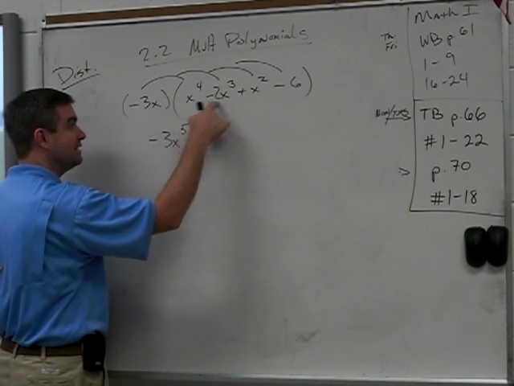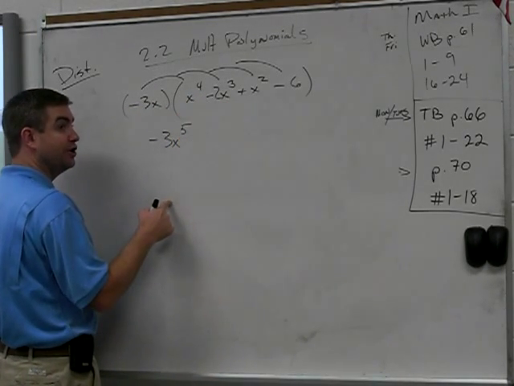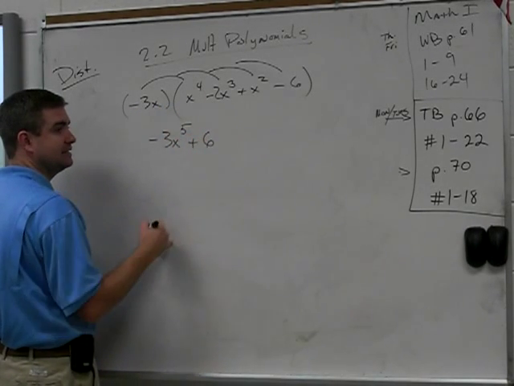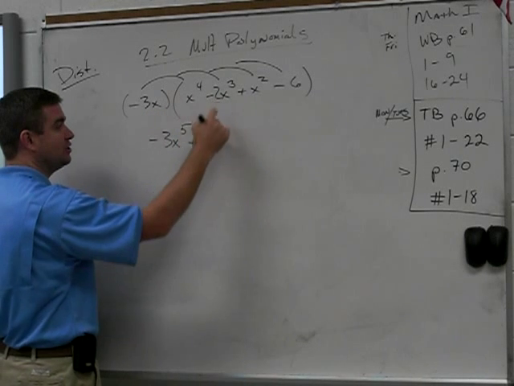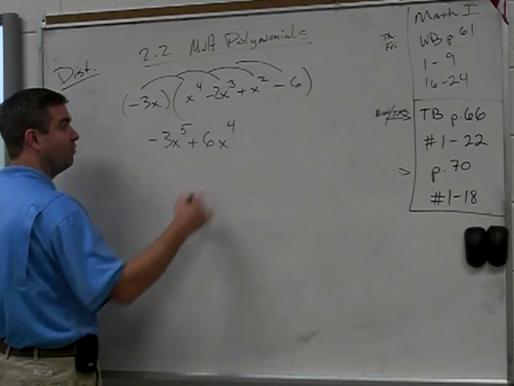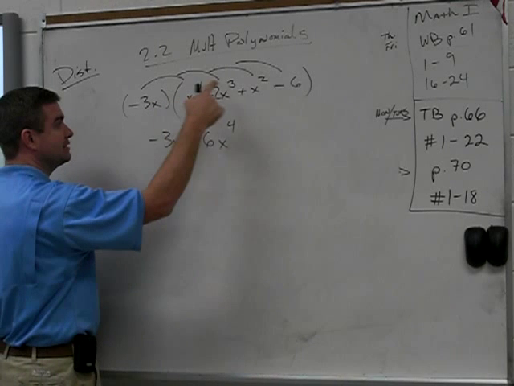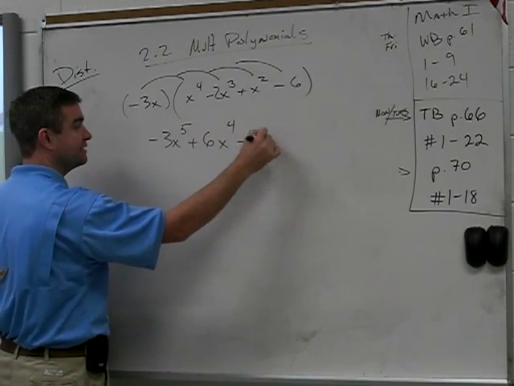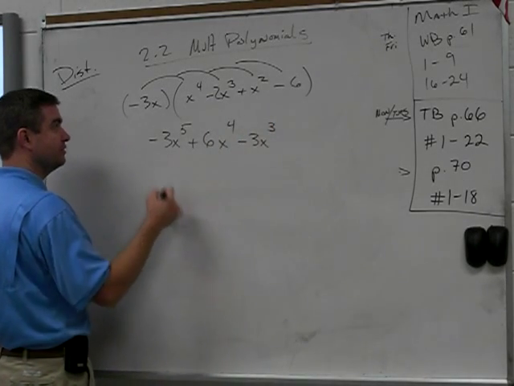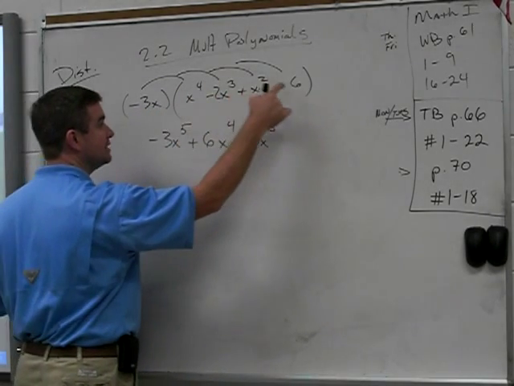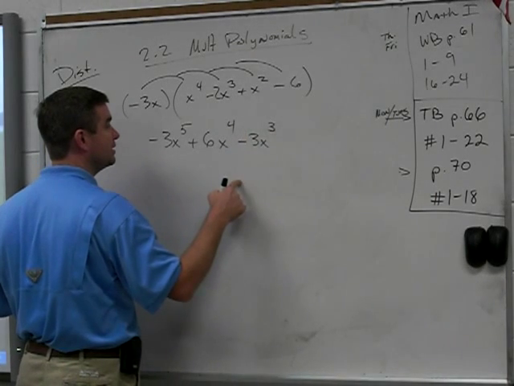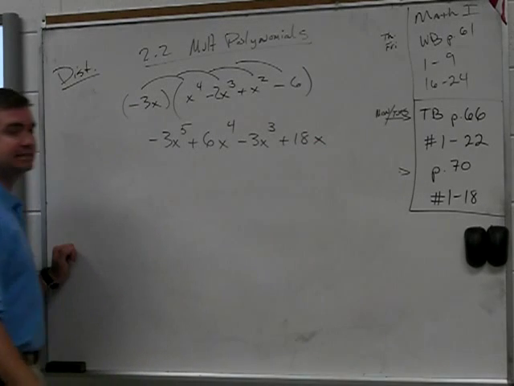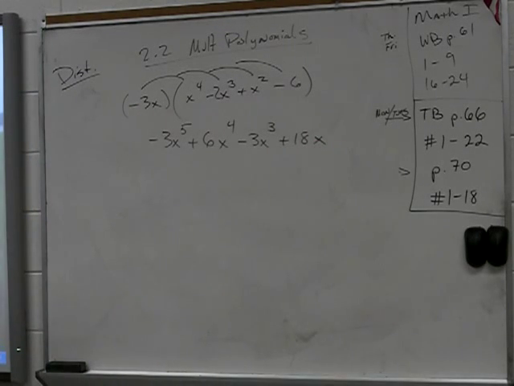All right, do it again. Negative 3x times negative 2x to the 3rd. Do the numbers first. What's negative 3 times negative 2? Plus 6. X times x cubed is x to the 4. Negative 3x times positive x squared is going to be what? Negative 3x cubed. Very good. Negative 3x times negative 6. What's that going to be? Positive 18x. Is that right?